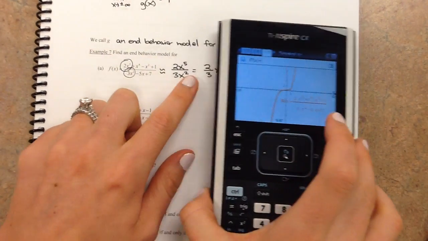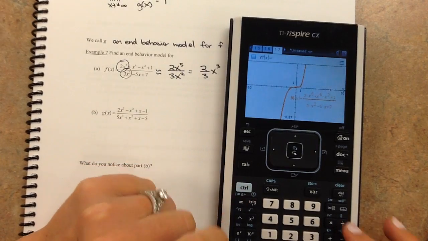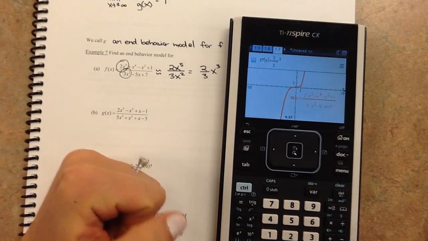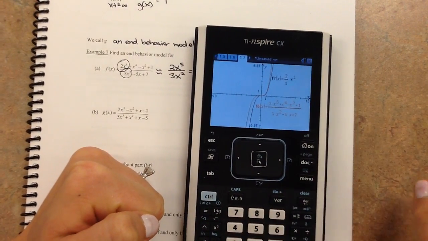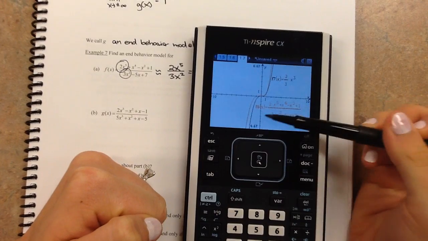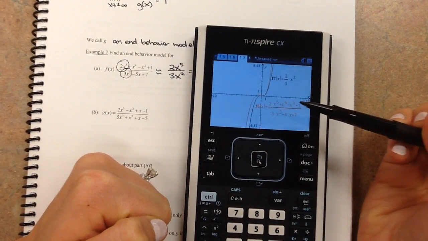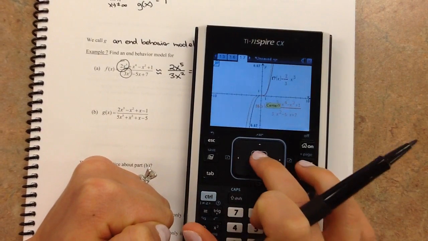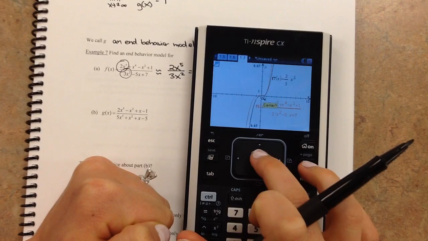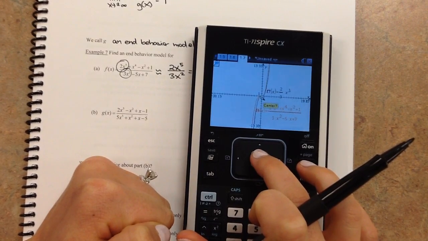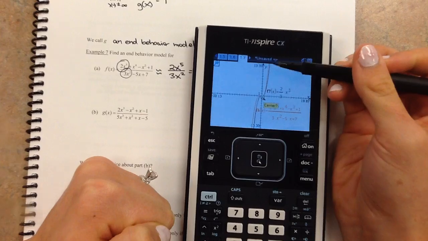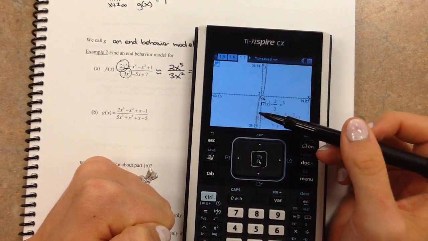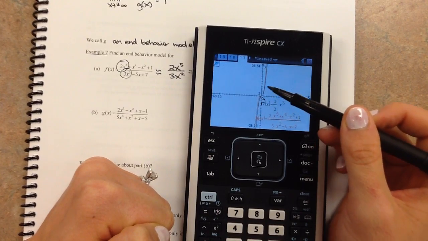Next, I will plug in what I am claiming to be my end behavior model. So 2/3 x cubed. Okay, so not all that similar from what I can see, but I'm still pretty zoomed in. So zoom out, and you'll see what happens. I'm going to zoom out. Oh, I only had to really do it once to see how similar these are. I'm going to do it one more time. And they really get to the point where they're nearly overlapping each other.